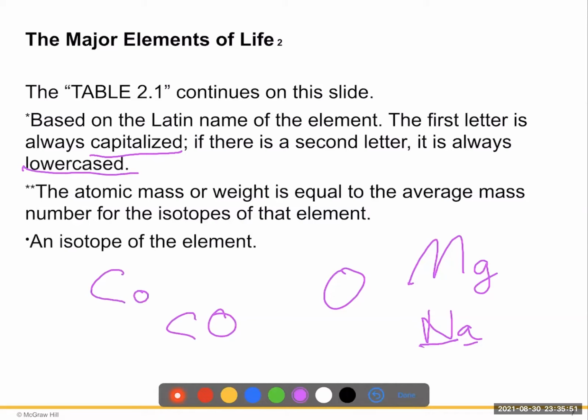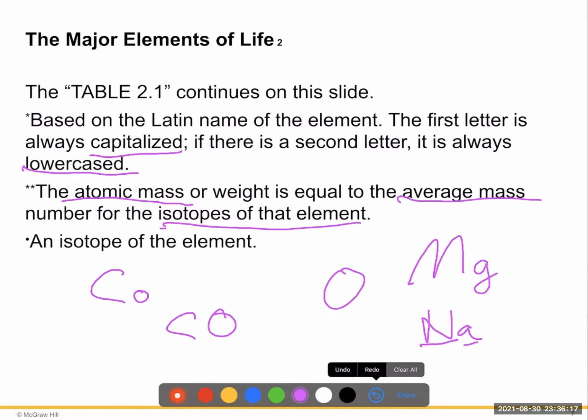Okay. So you have the atomic number, which is your number of protons. Then you have your atomic mass. The atomic mass is the weight of the element, which is the average mass of the isotopes of that element. Isotopes, okay, have the same number of protons but a different number of neutrons.